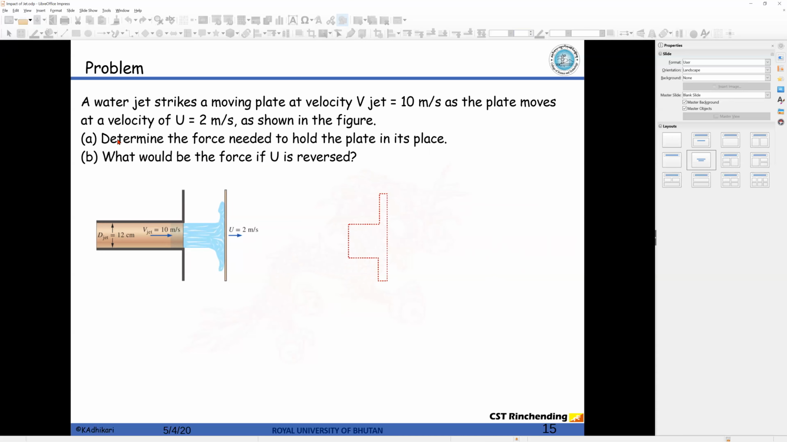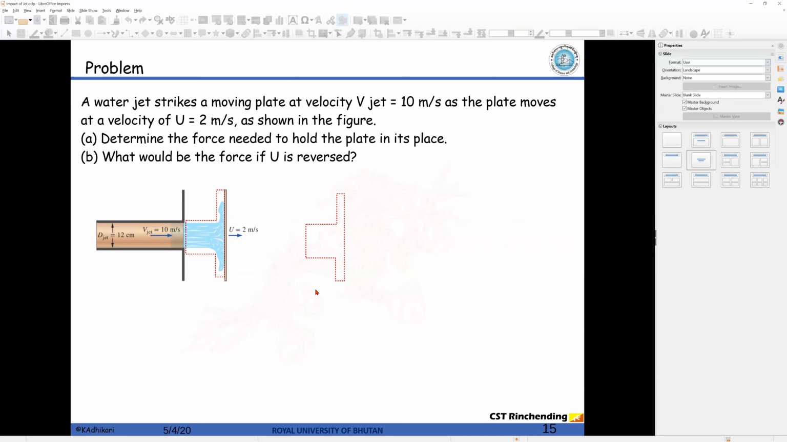So there are two conditions. First one, we need to calculate the force. Next one, we also need to calculate the force when the direction of this plate is reversed. To analyze this, first we start by constructing a control surface or control volume. So this is the control volume. Be reminded that this control volume is moving along with this plate. Once the jet strikes, this control volume is also moving. So this moving control volume is what we are analyzing.